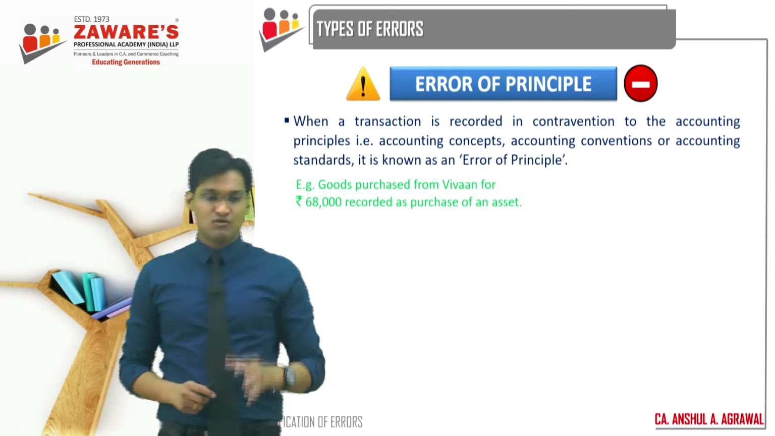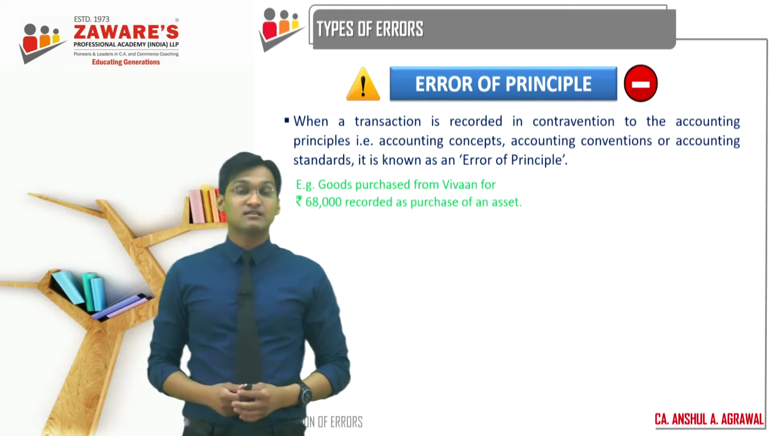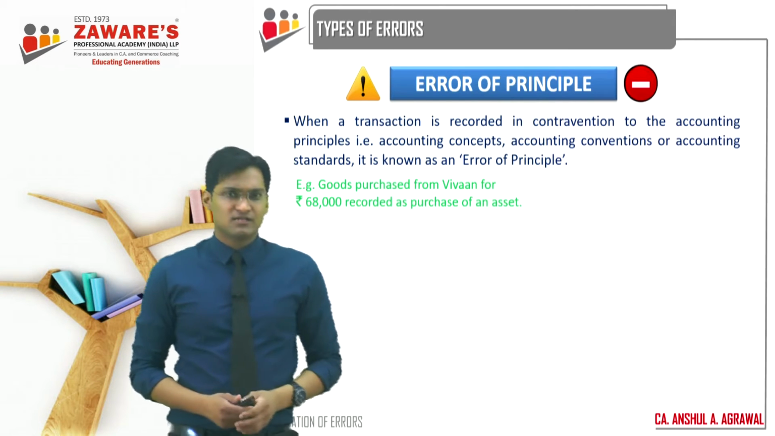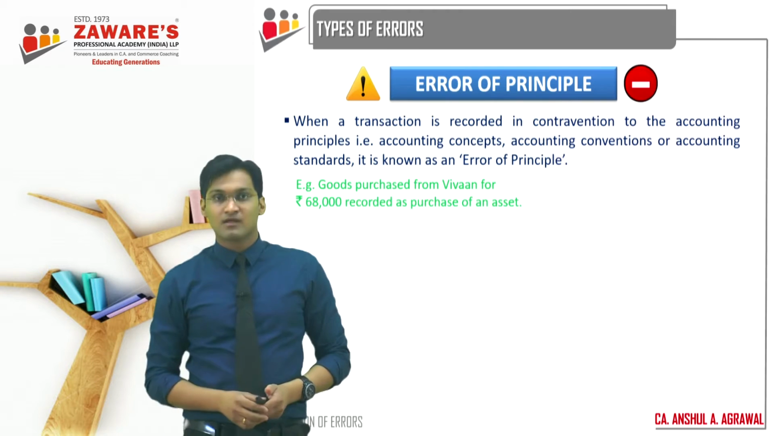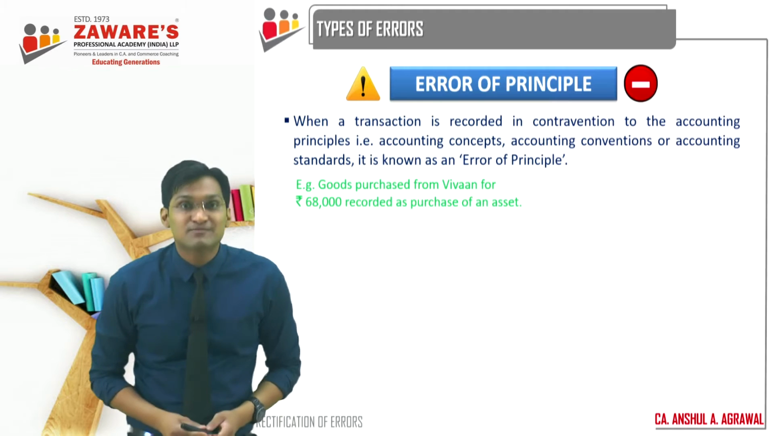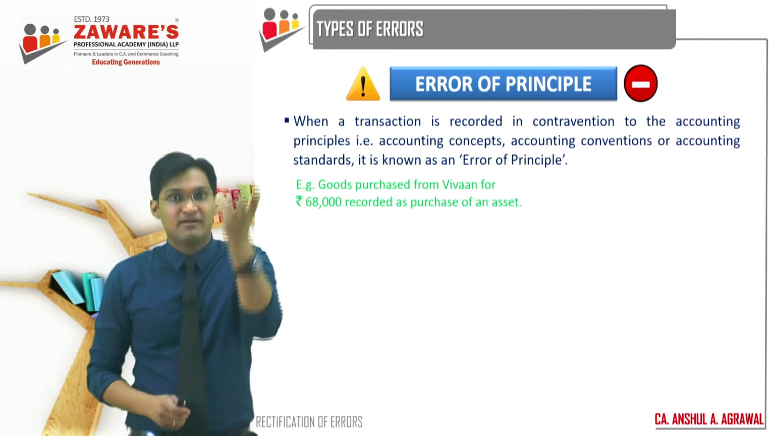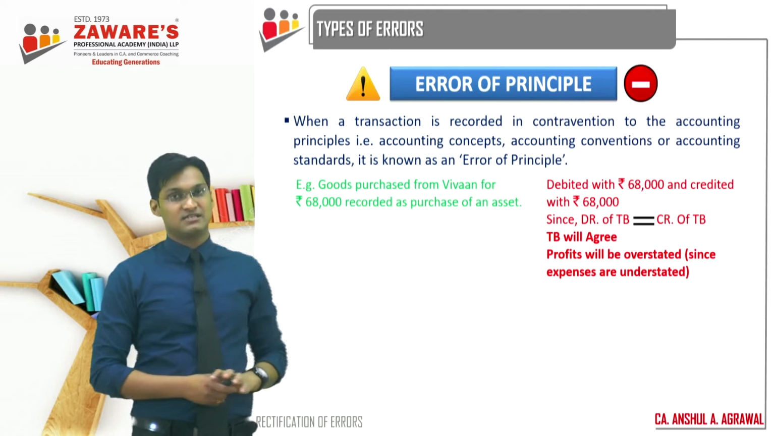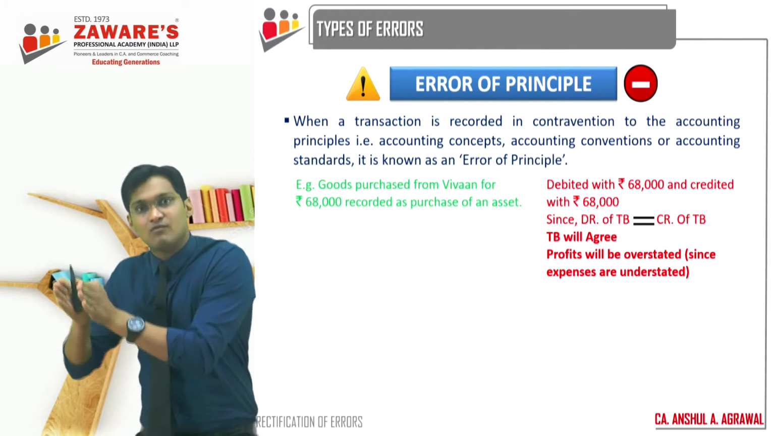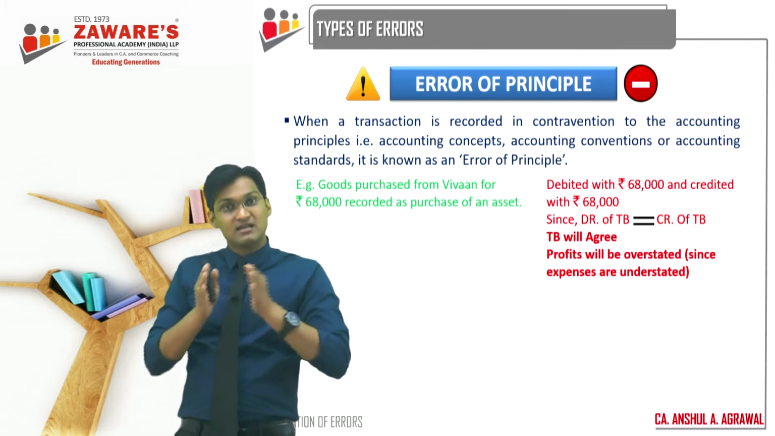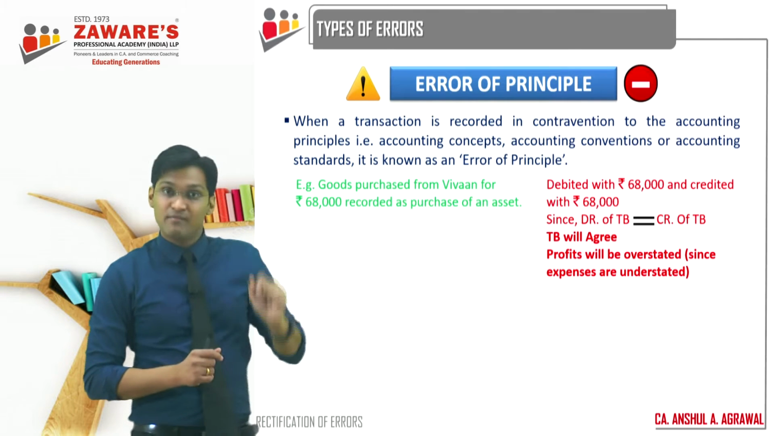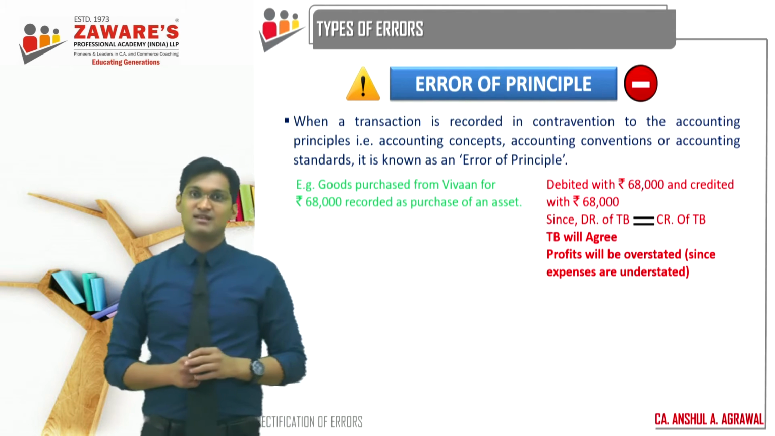Now, the example given over here is goods purchased from Vivan for rupees 68,000 recorded as purchase of an asset. Is it principally correct? You have purchased what? Goods. But you have recorded purchase of what? Asset. Purchase of goods is a revenue expenditure, but you have treated it as what? Capital expenditure. What will happen as a result of this transaction? Understand. You should have passed the correct entry: purchase account debit 68,000 to Vivan's account credit 68,000. But you have passed the wrong entry, what? Asset account debit 68,000 to Vivan's account credit 68,000.